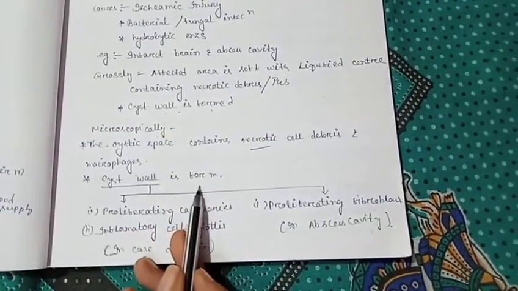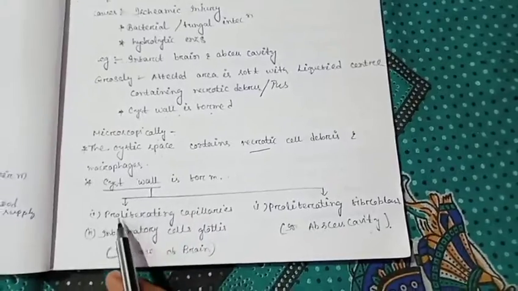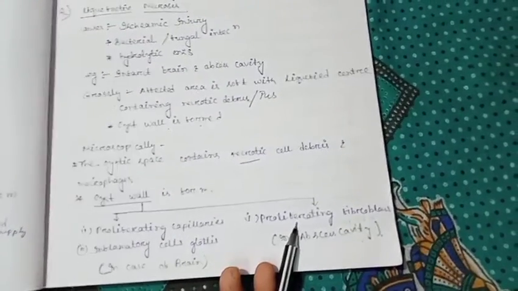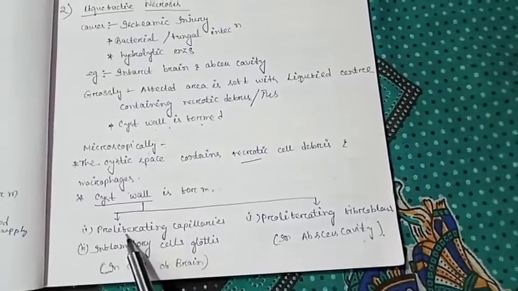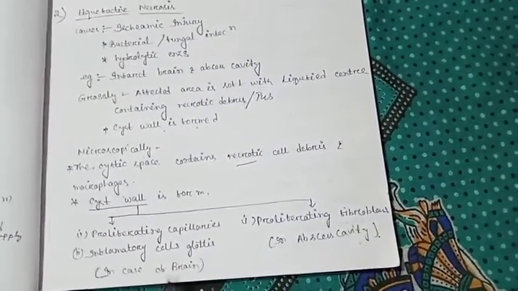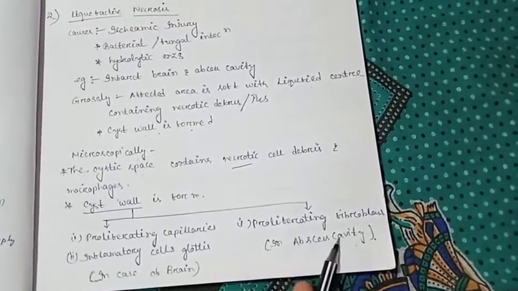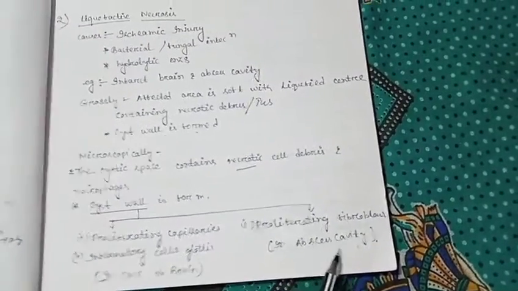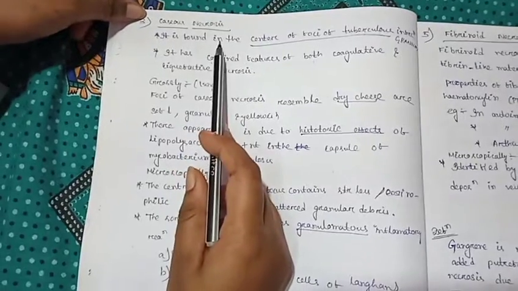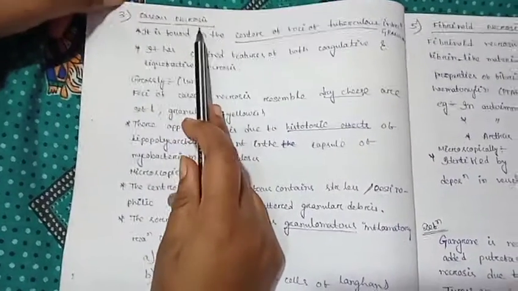The cystic wall is of 2 types. One is proliferating capillaries with inflammatory cells and gliosis, which occurs in the case of the brain, and the second is proliferating fibroblasts, which occurs in the case of an abscess cavity. This is the brain infarct of liquefactive necrosis. Now the third type of necrosis, gaseous necrosis.